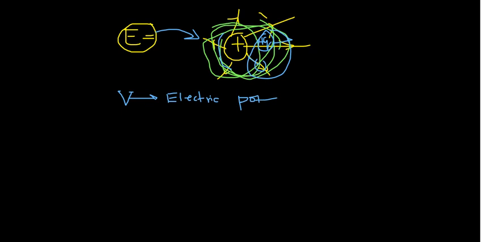Therefore, what is electric potential? From your lower classes, you know that electric potential is the work done in taking a charge from one point to another point. Therefore, we have the equation V is equal to W divided by Q. Now, how to understand this equation?